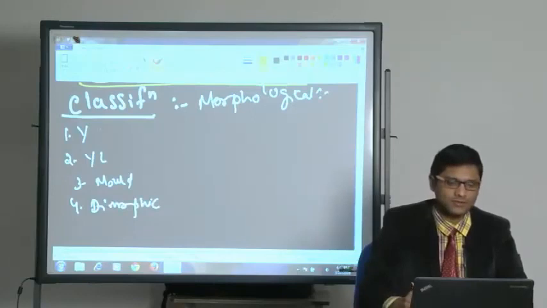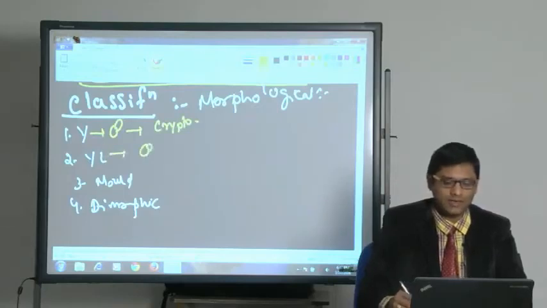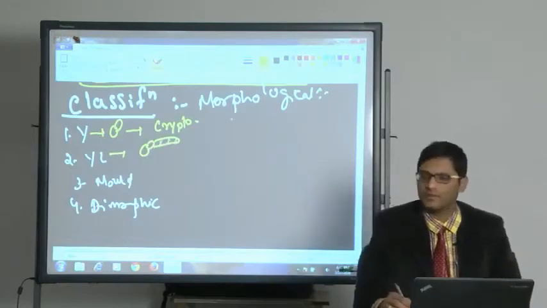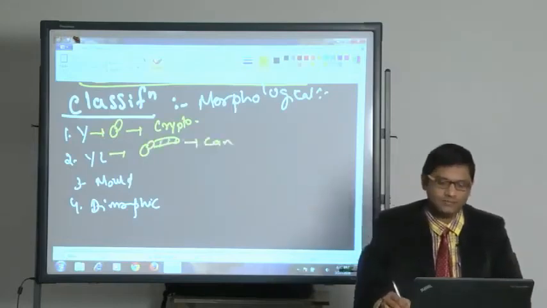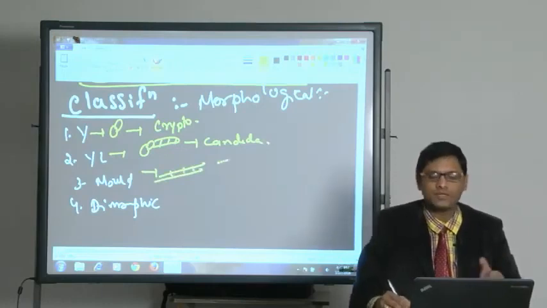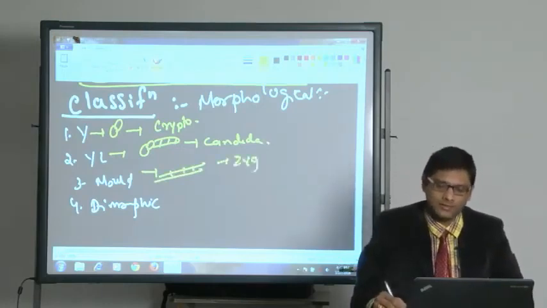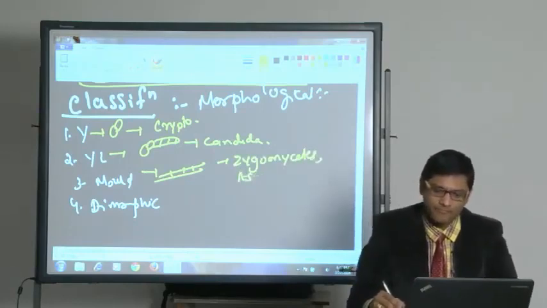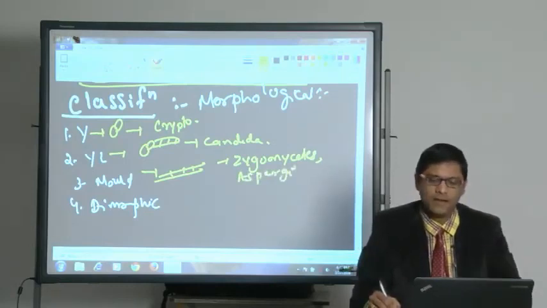Yeast, that is, they produce budding yeast cells. An example is Cryptococcus. Yeast-like: budding yeast cells will be produced along with pseudohypha. This is Candida. Yeast-like is yeast plus pseudohypha. Mold will be true hypha. Examples: Zygomycetes, Aspergillus and Penicillium.